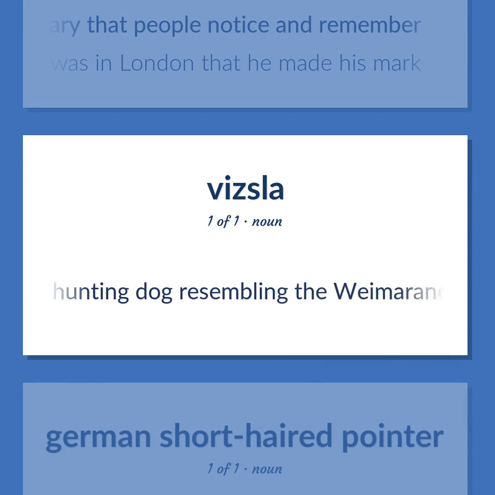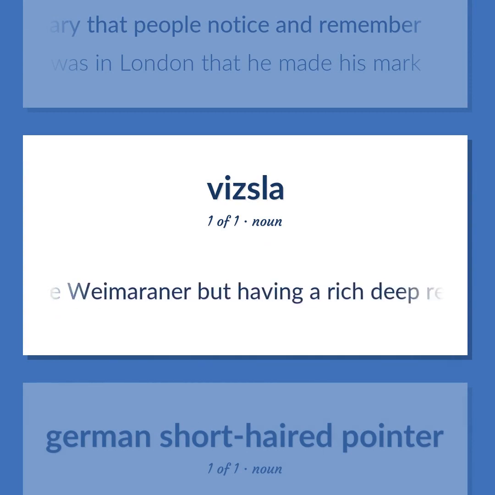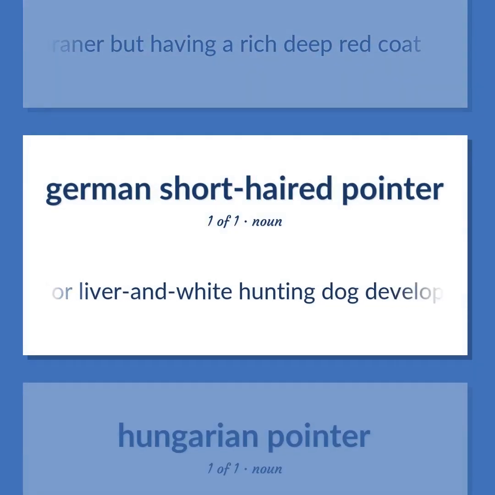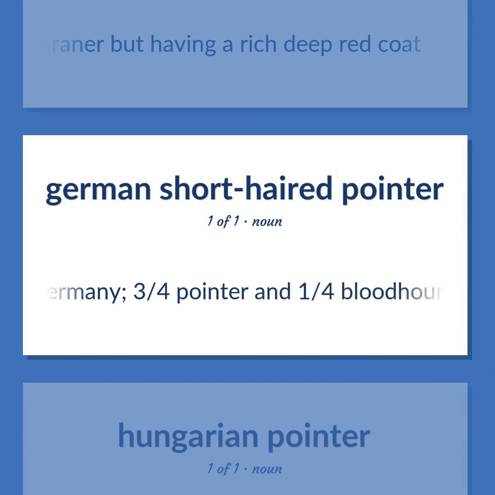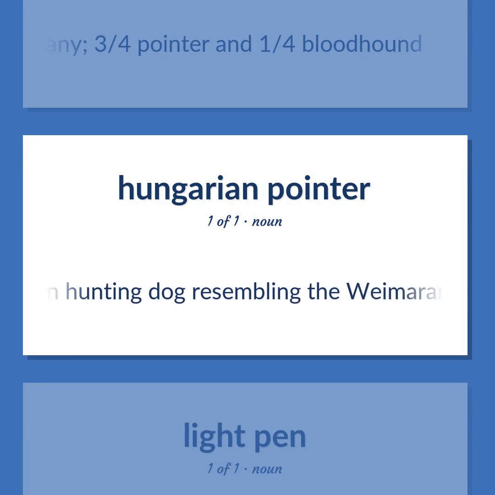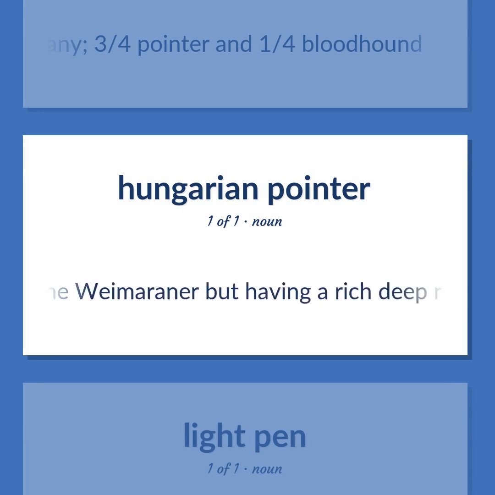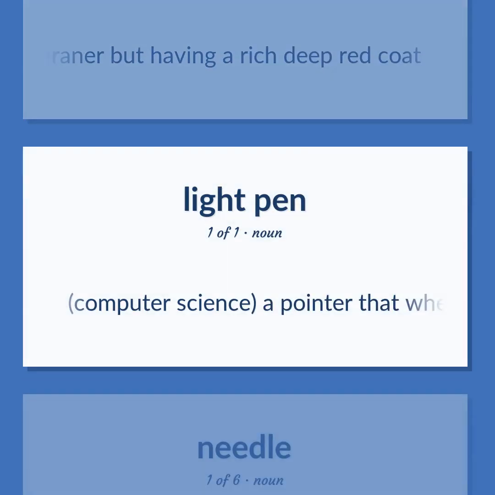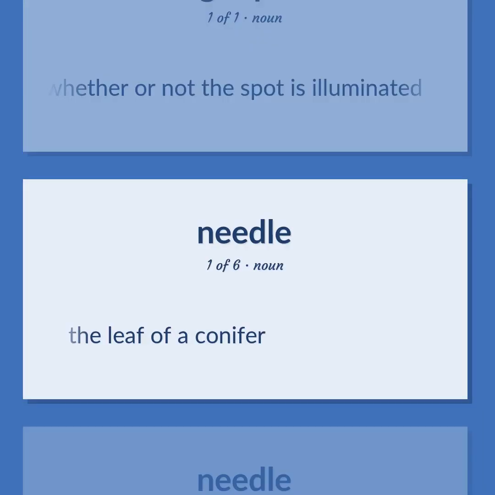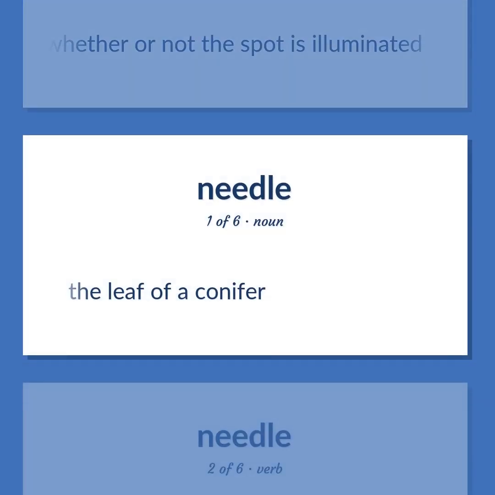Hungarian hunting dog resembling the Weimaraner but having a rich deep red coat. Liver and white hunting dog developed in Germany, three-quarters pointer and one-quarter bloodhound. Computer science, a pointer that when pointed at a computer display senses whether or not the spot is illuminated. The leaf of a conifer.